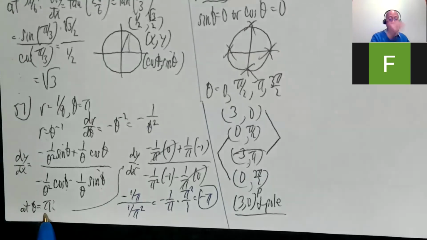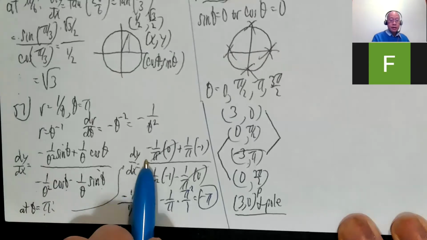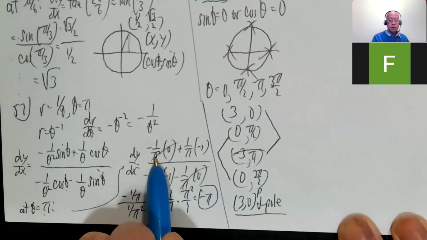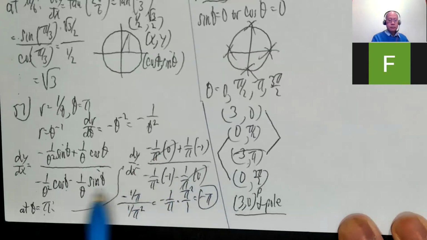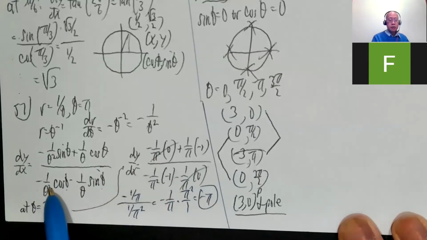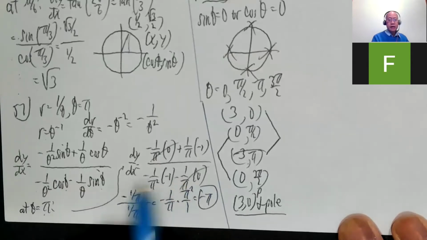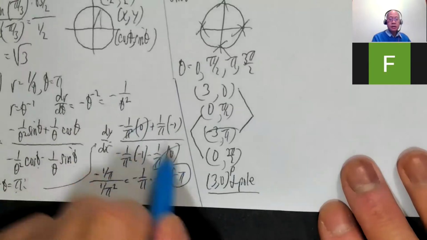Okay. Now I plug in pi. So put a pi there, but sine of pi is 0, so that cancels out. 1 over pi. Cosine of pi is negative 1. Negative 1 over pi squared. Cosine of theta, cosine of pi is negative 1. Minus 1 over pi. Sine of pi is 0. Okay, so that's gone, that's gone.